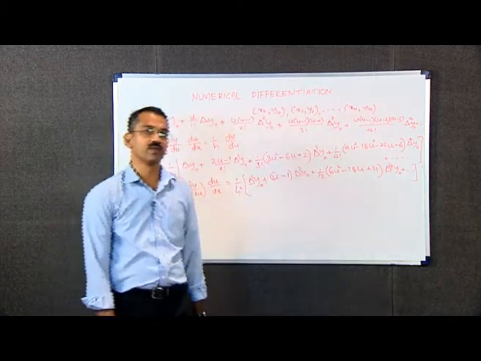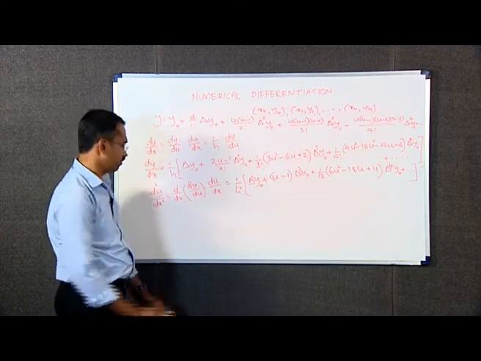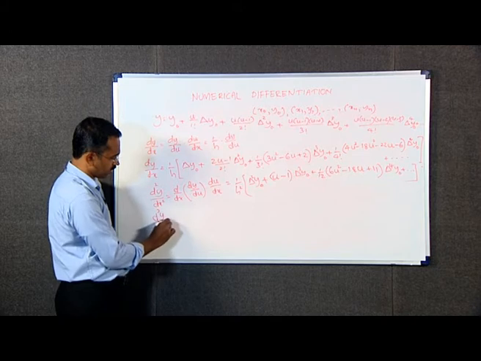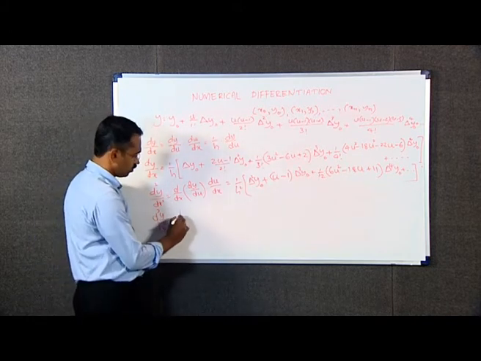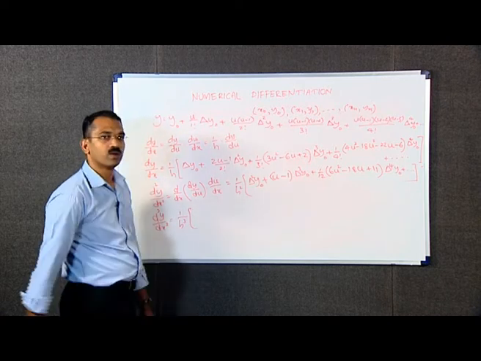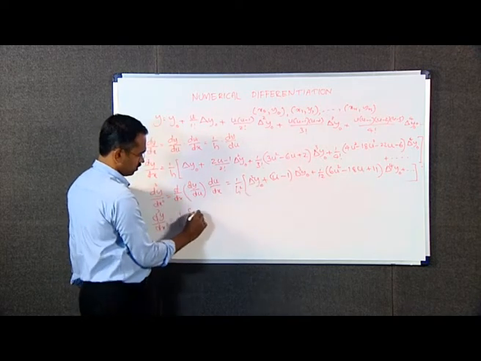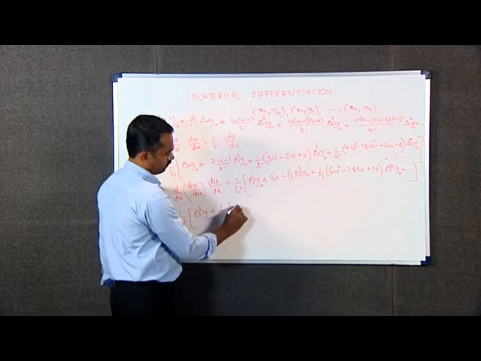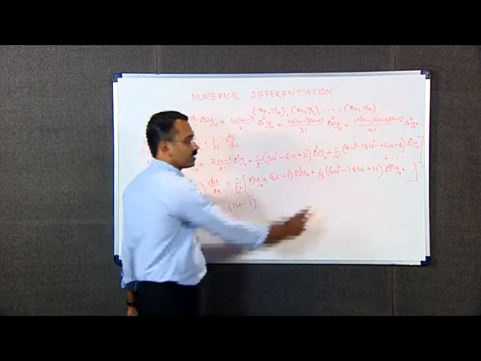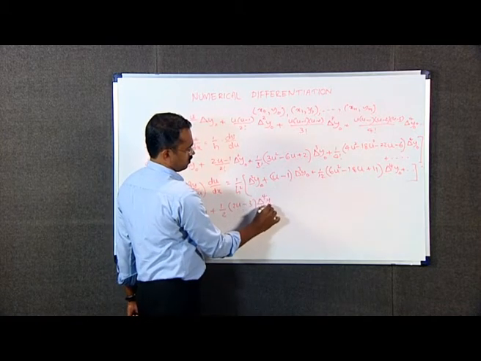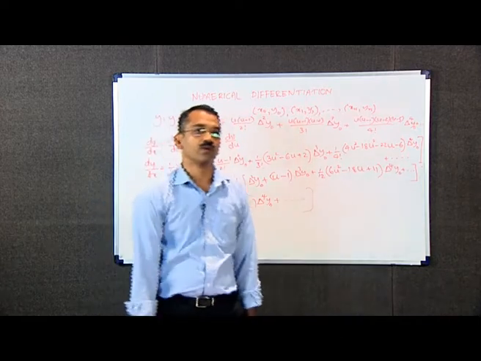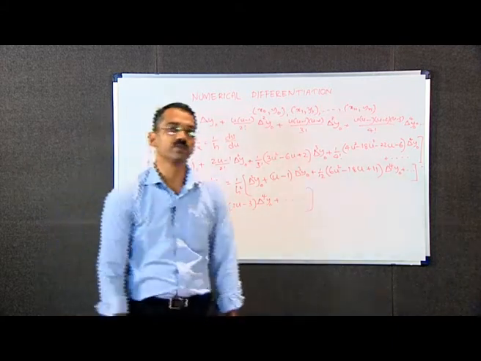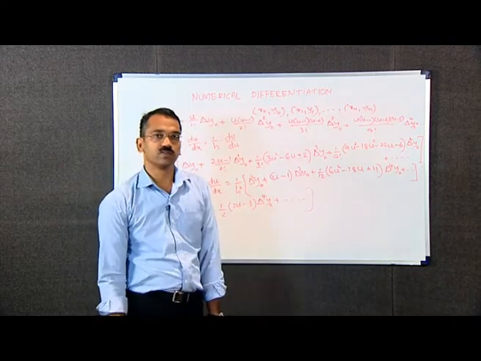This is the second derivative of y. Now, we differentiate once again with respect to x, we will get the third derivative as d cube y by dx cube is equal to 1 by h cube into delta cube y naught plus 1 by 2 into 2u minus 3 into delta raised to 4 y naught plus etc. This is the first derivative, this is second derivative, and this is the third derivative. We can find the higher order derivatives also.